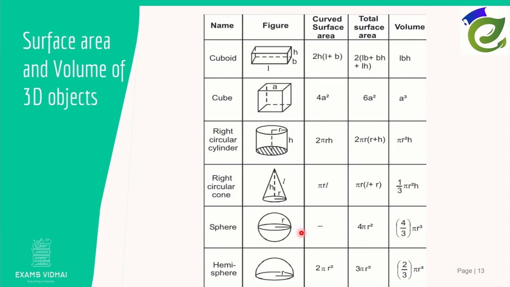Sphere. Sphere doesn't have a separate curved surface area; total surface area is 4 pi r square and volume is 4/3 pi r cube. Here r is radius. Hemisphere. Curved surface area is 2 pi r square and total surface area is 3 pi r square. Volume is 2/3 pi r cube. Half of a sphere.